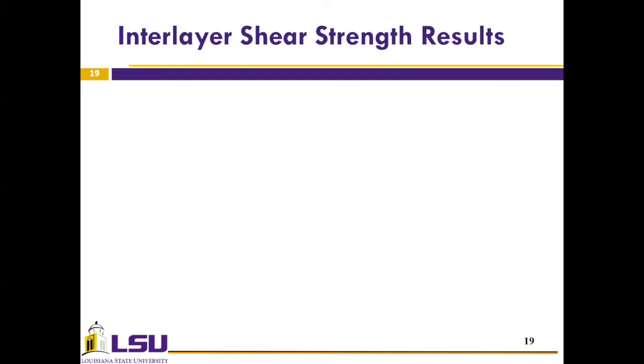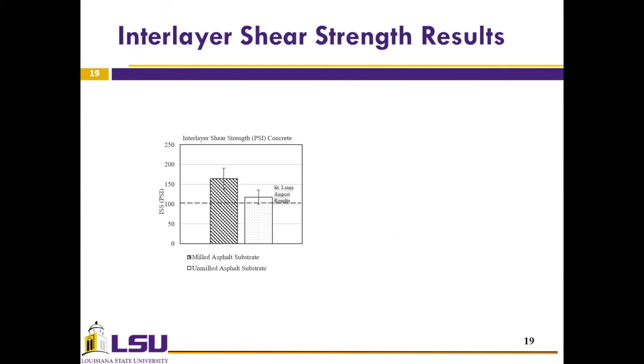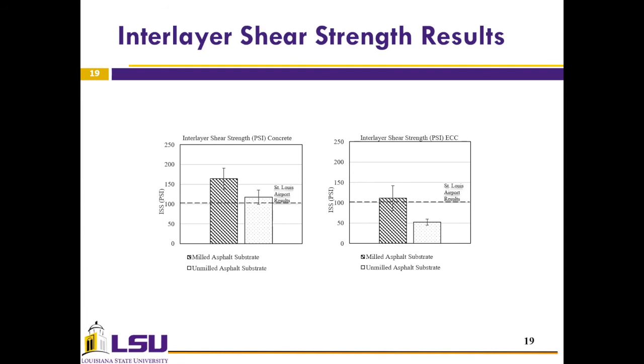In terms of the interlayer shear strength test results, the concrete sample on top of the milled asphalt substrate yielded 164 psi, while the concrete on top of the unmilled asphalt substrate yielded 117 psi. It's relevant to say that these results were larger than the values obtained from a previous experiment for characterizing the interlayer shear strength in UTWs conducted at the St. Louis Airport in Missouri. In terms of the interlayer shear strength results for ECC, for the specimens on top of milled asphalt substrate, the result was 111 psi, while for the specimens on top of an unmilled asphalt substrate, the result was 52 psi.